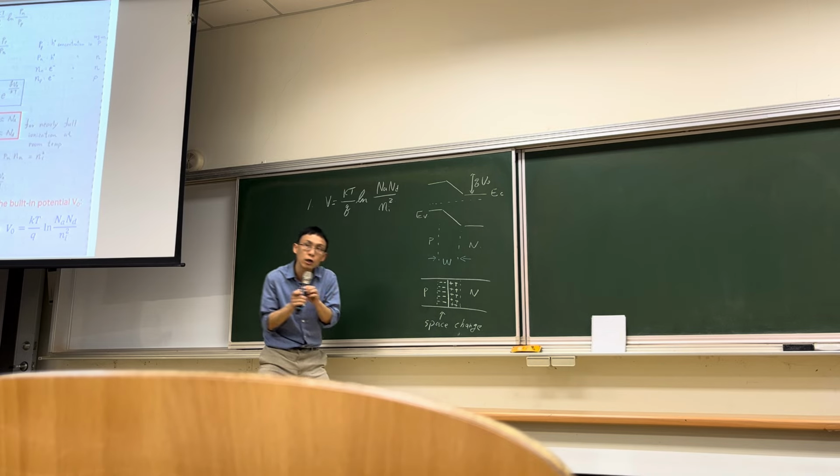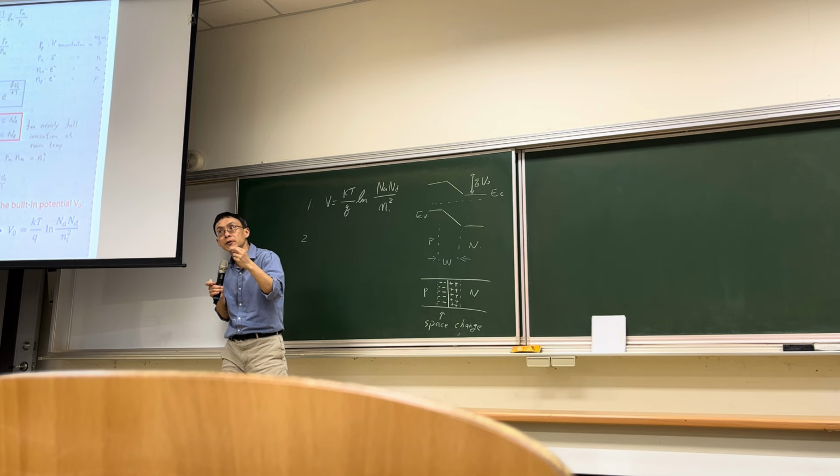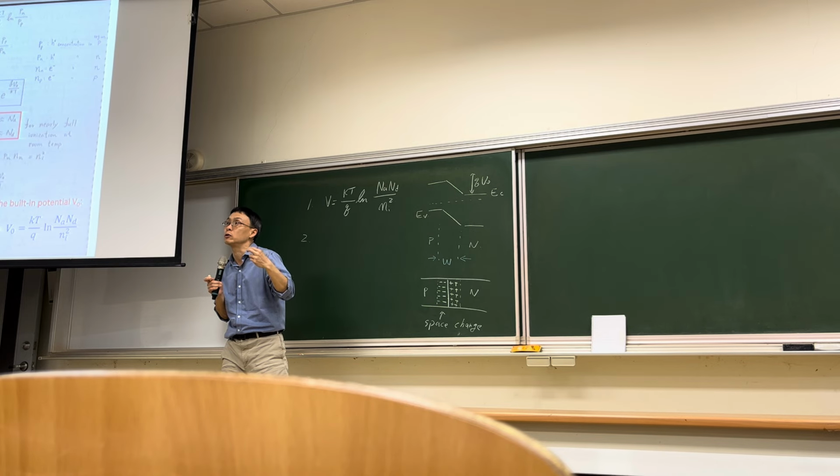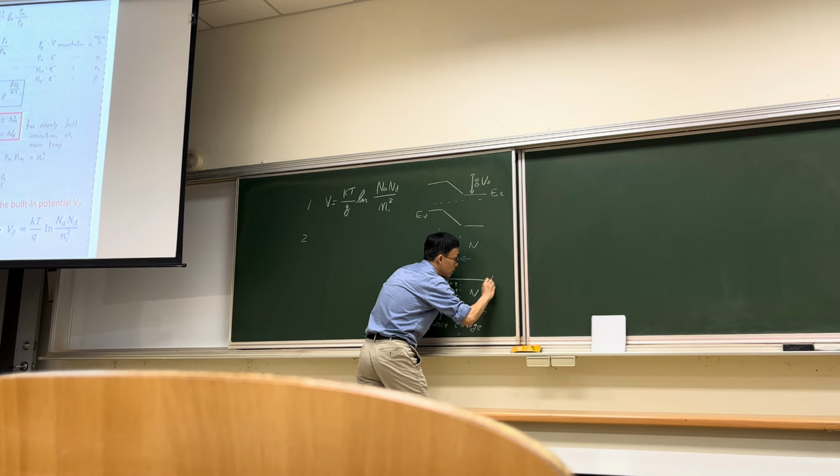And outside of this space charge region, we call it the neutral region, which means we have equal numbers of positive and negative charges. So the sum of them is 0. So it is called the neutral region.